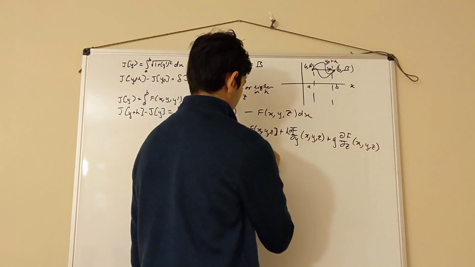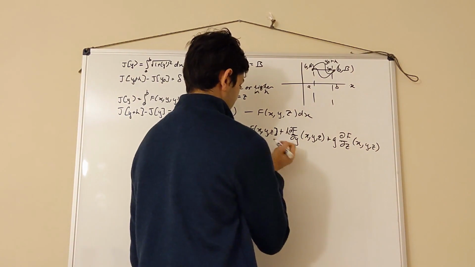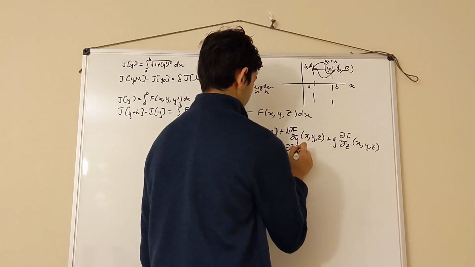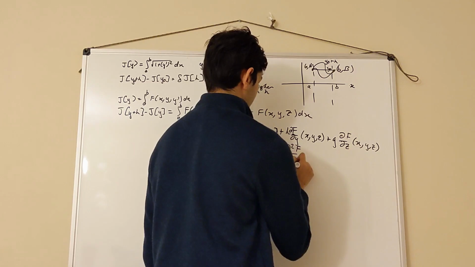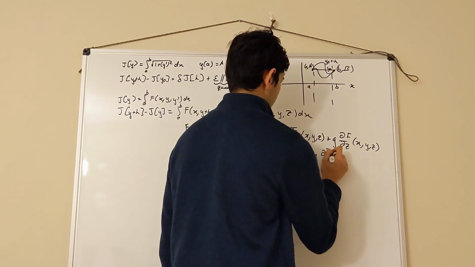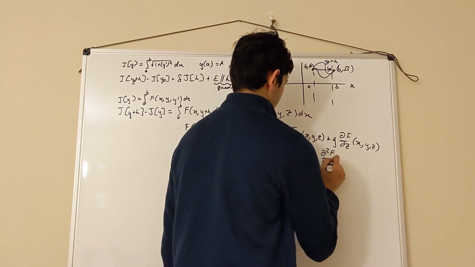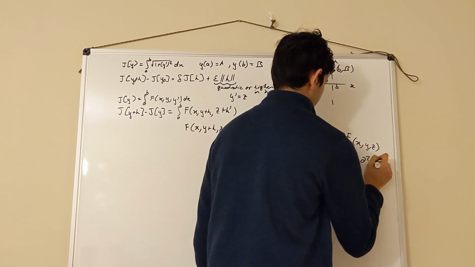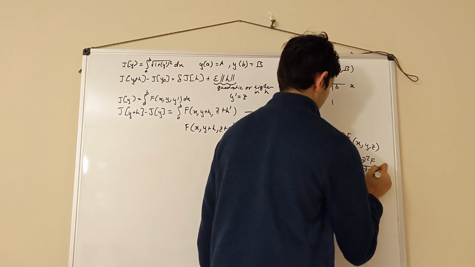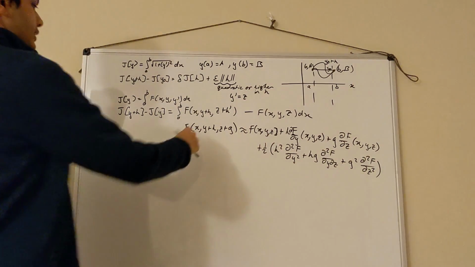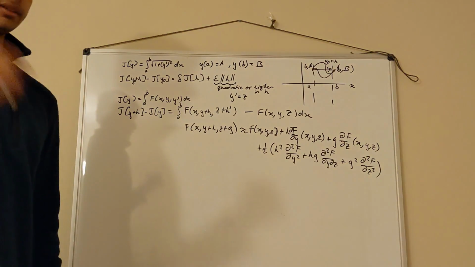Okay, I'll actually write out some of the other terms. Plus 1/2 h squared partial second f by partial y squared plus hg partial second f by partial y partial z plus g squared partial second f by partial z squared. Okay, so what I'm doing here is I'm considering x, y, and z to be literal points.